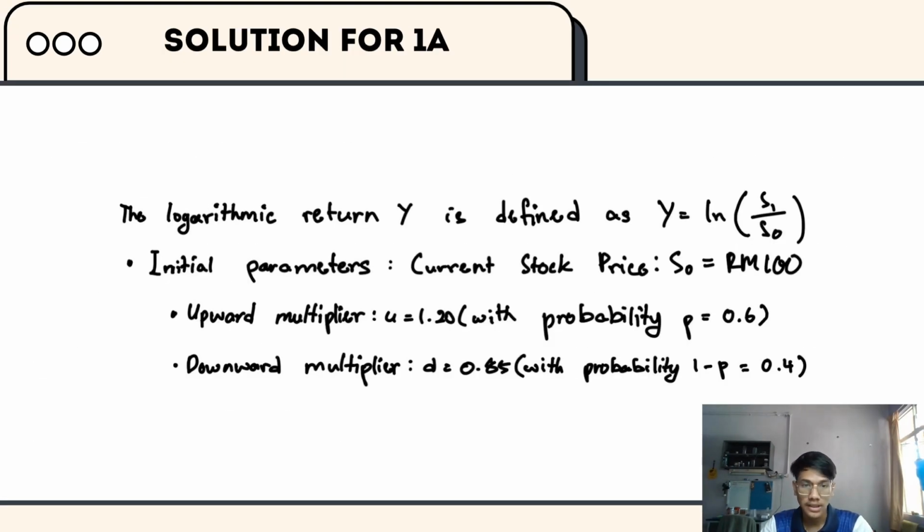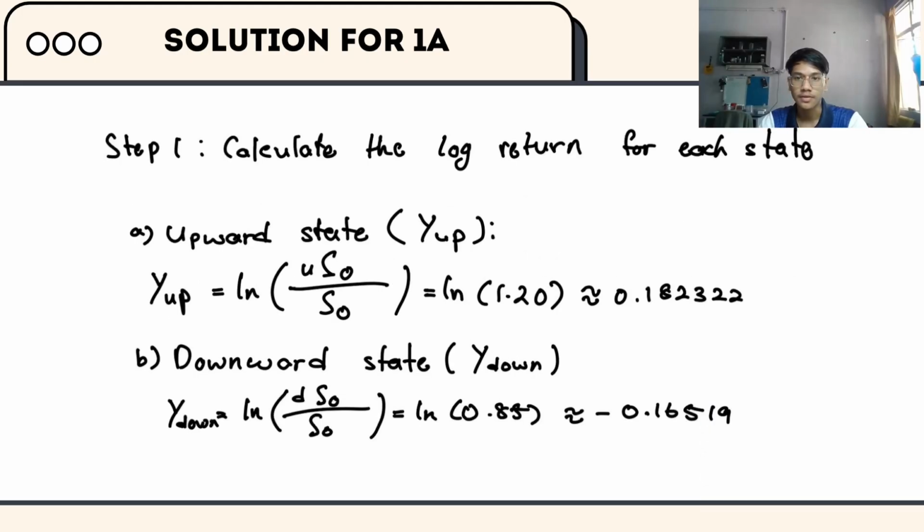To calculate it, we need to find the logarithmic return Y, and it is defined as Y equal to natural log of S1 over S0. Its initial parameters are the current stock price S0 equal to 100 ringgit, upward multiplier U equal to 1.20 with probability P of 0.6, and downward multiplier D equal to 0.85 with probability 1 minus P equal to 0.4. For step 1, we need to calculate the log return for each state.